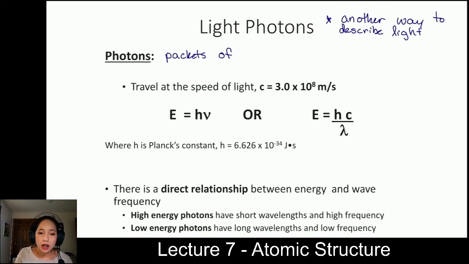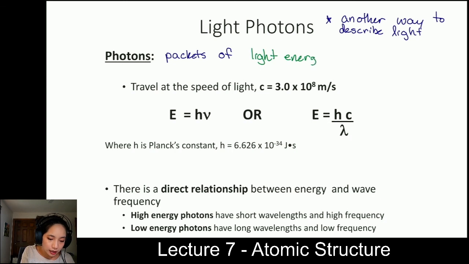This is another way that we can describe light, in the form of a photon. So this is just another way to describe light. This is the same light that's coming off of your computer screen, that's coming from the sun, it's coming from your light bulbs. We can also call light photons. A photon is just a packet of energy, of light energy.